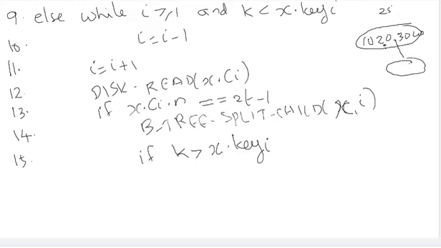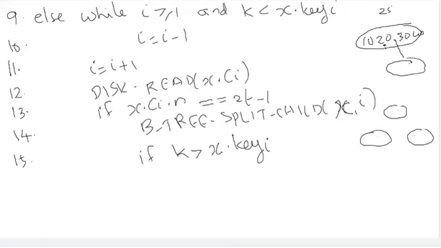If k is greater than x dot ki, which means it has to go to the right child, okay, or the second one. In that case, if k is greater than x dot ki, then I needs to be incremented. I is equal to I plus 1. Okay.